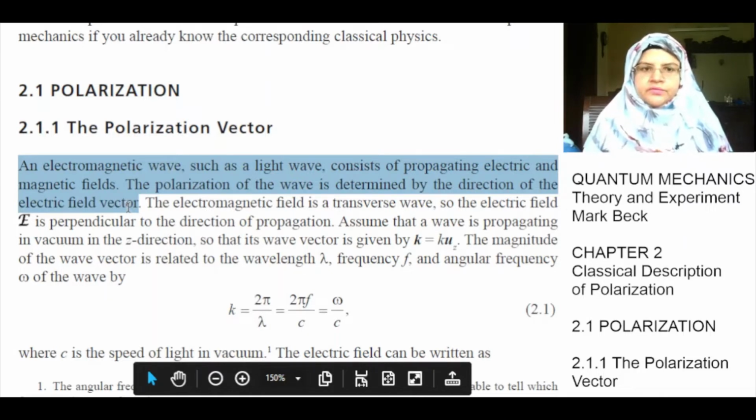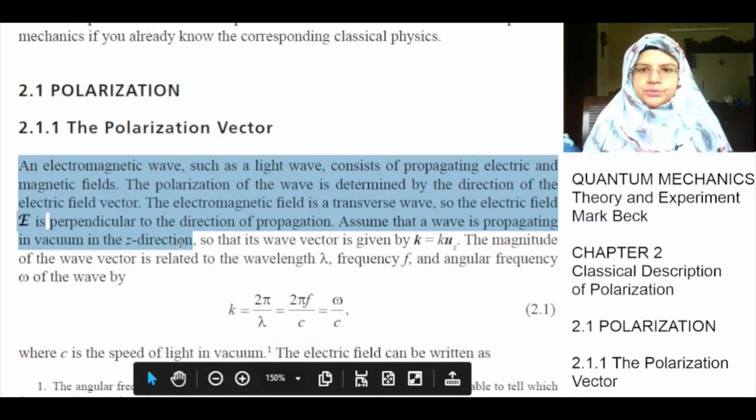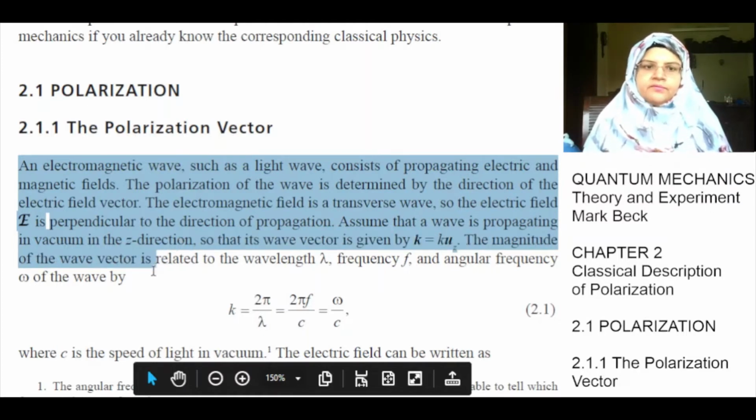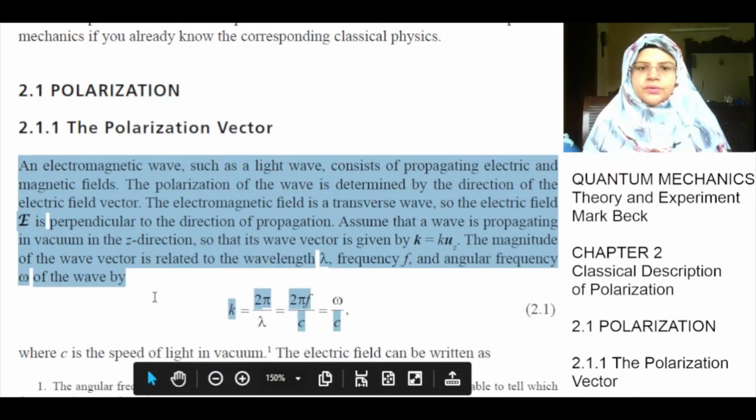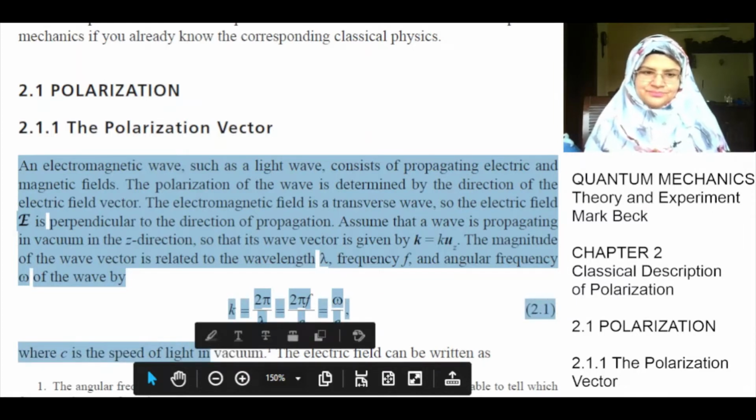Assume that a wave is propagating in vacuum in the z direction so that its wave vector is given by k equal to k u_z. The magnitude of the wave vector is related to the wavelength lambda, frequency f, and angular frequency omega of the wave, given by k equal to 2 pi over lambda, k equal to 2 pi f over c, k equal to omega over c, where c is the speed of light in vacuum.